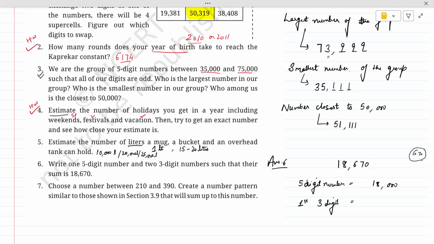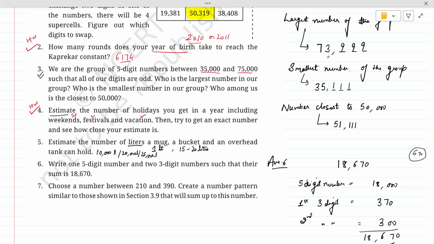So what I can do is break it into two parts. How? I can take the first number as 370 and I can take the second 3-digit number as 300. So when I add all this, I will get this number.